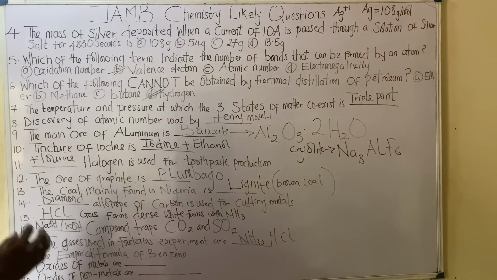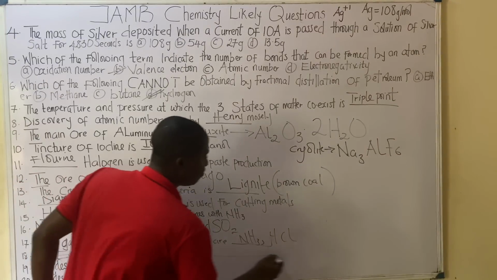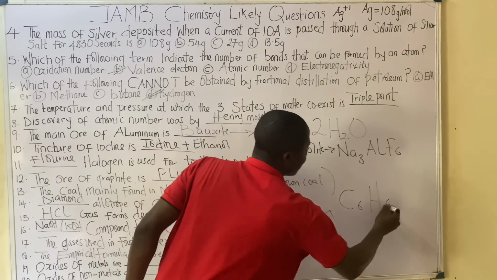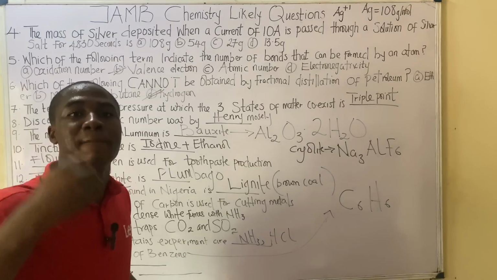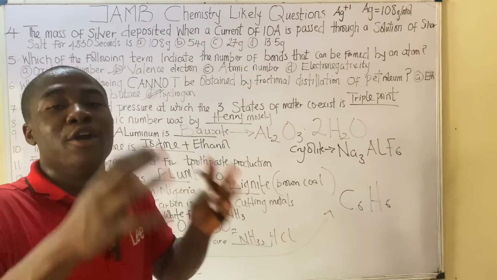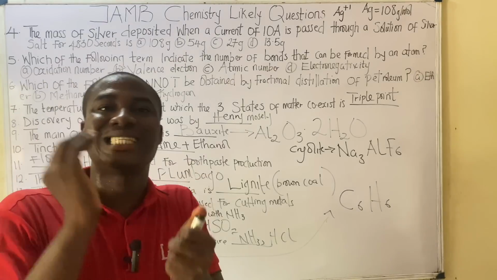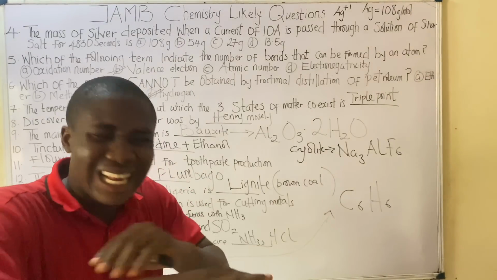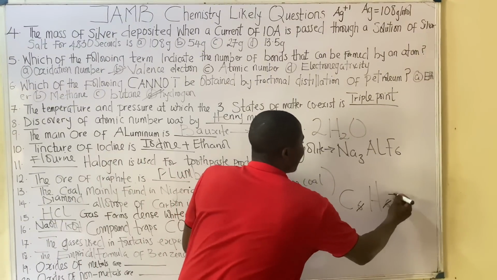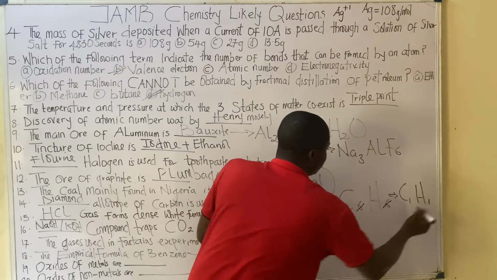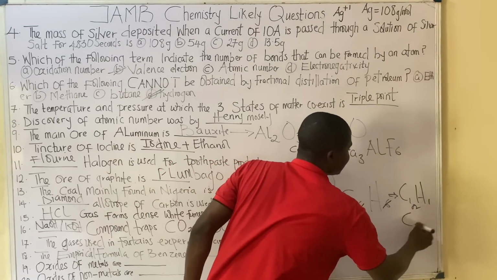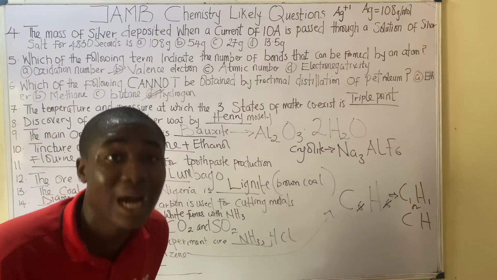Question number 18 says, the empirical formula for benzene is what? Remember, benzene is an organic compound, and the chemical formula of benzene is C6H6. But now they are asking us for the empirical formula of benzene. Should I say the empirical formula of benzene is C6H6? No. Remember, empirical formula basically is the simplest form a compound can exist. So I can break this further to get C1H1, because 6 and 6 can cancel each other. So we get C1H1, or we can just say CH. So CH is the empirical formula for benzene.